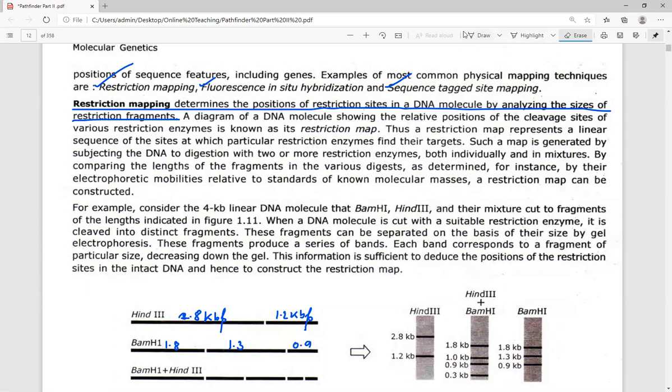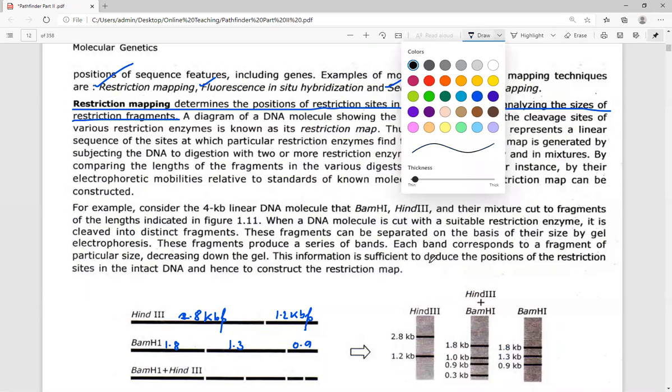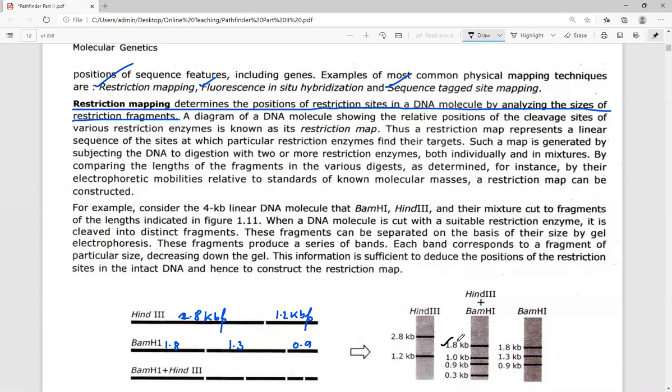Which fragment is going to remain constant? Look here. It is this fragment, 1.8 kilobase pair, 1.8 kilobase pair. That is going to remain the same. These are the two DNA molecules. Now, one 0.9 and 0.3 kilobase pair.